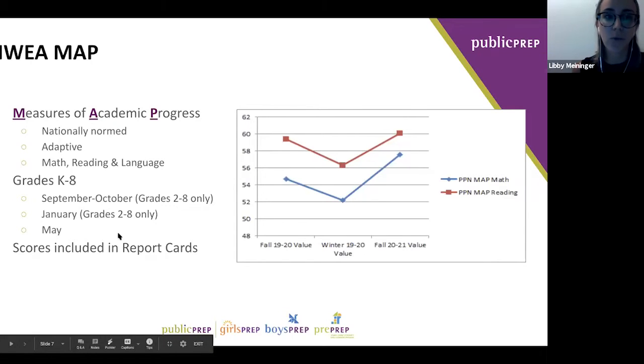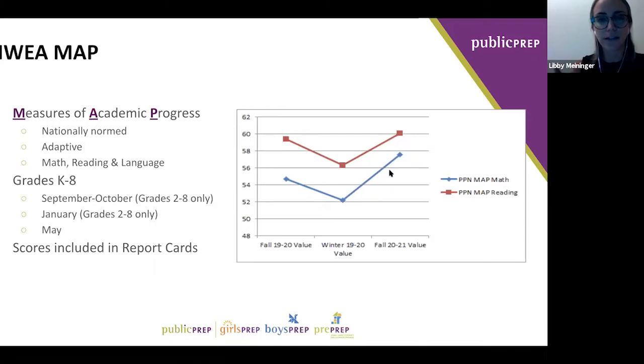So a few important things to know about the MAP test. MAP itself stands for Measures of Academic Progress, so this test is really all about evaluating growth. The test is nationally normed, which is awesome. It means that our students' scores can be compared to other students in the same grade across the country, and it's adaptive. So the questions that each student sees will change based on how they answer the previous question. As you get questions right, the questions actually get harder, which means that the testing time can vary a little bit. And MAP does look at the areas of math, reading, and language, and it includes a writing section for the upper grades.